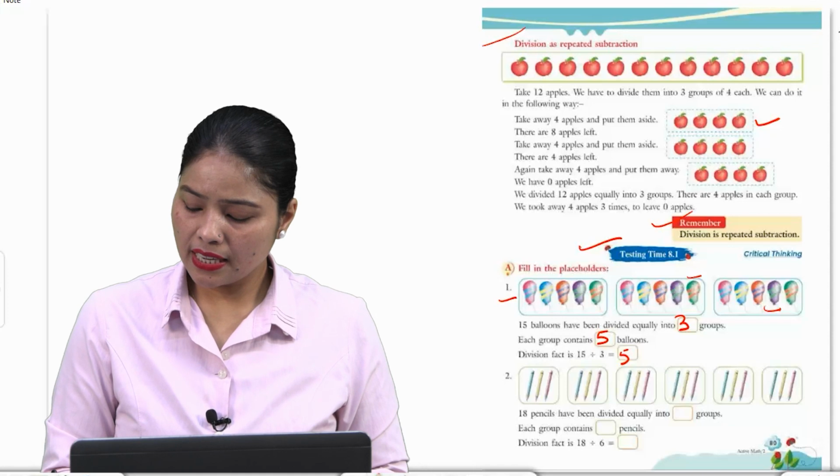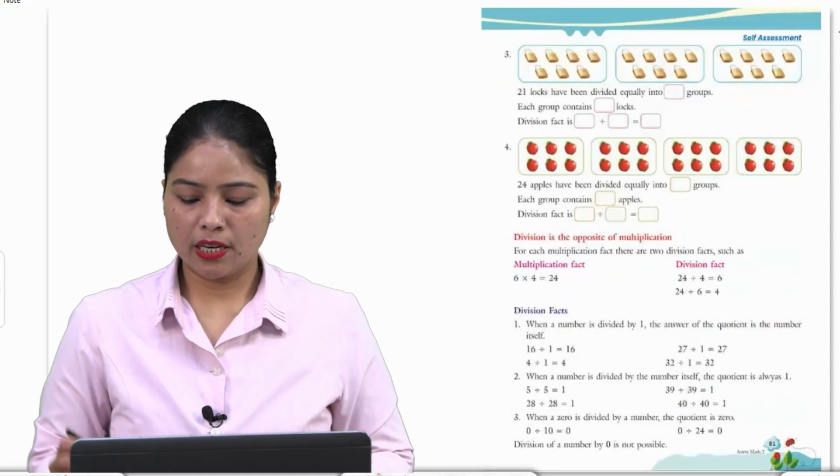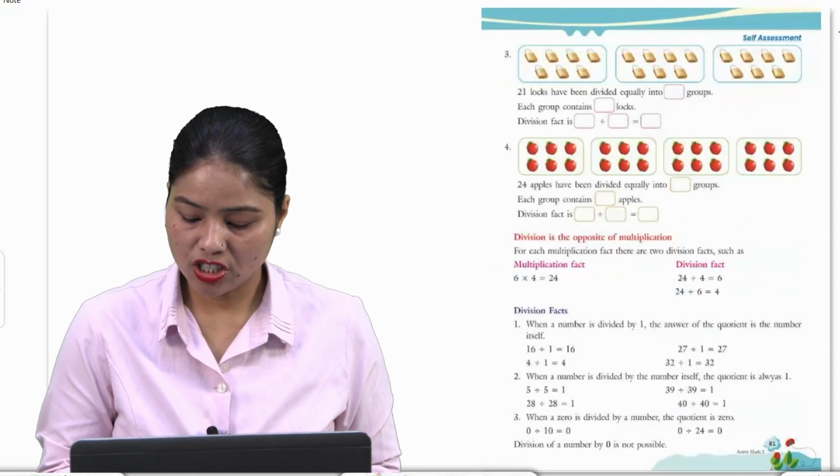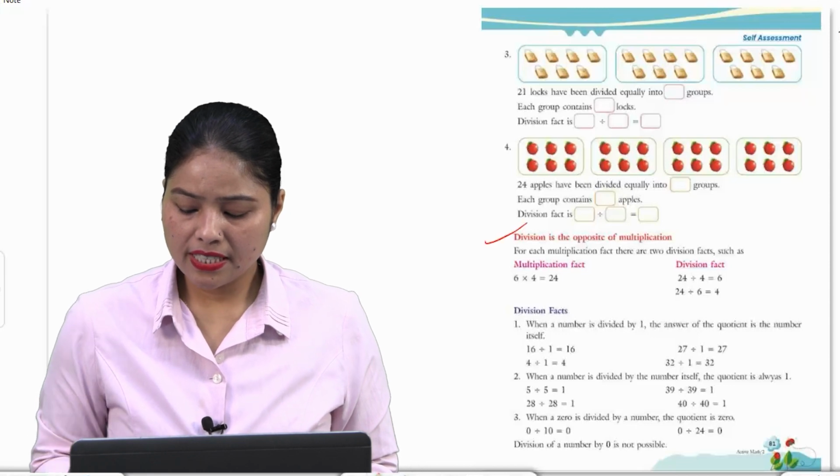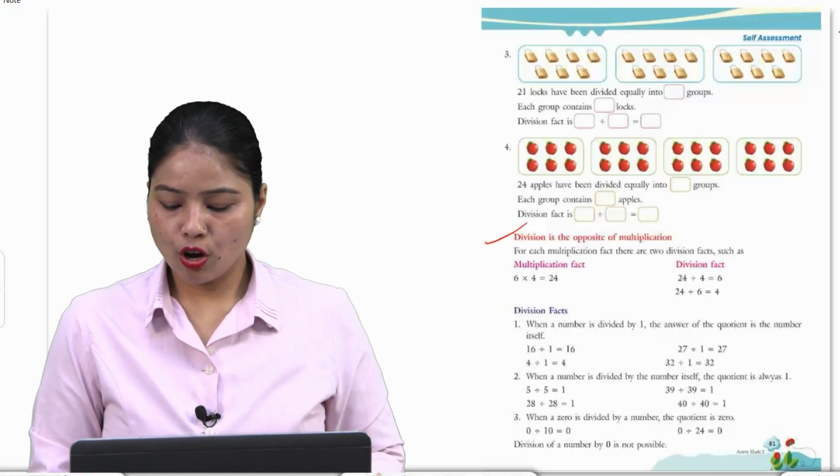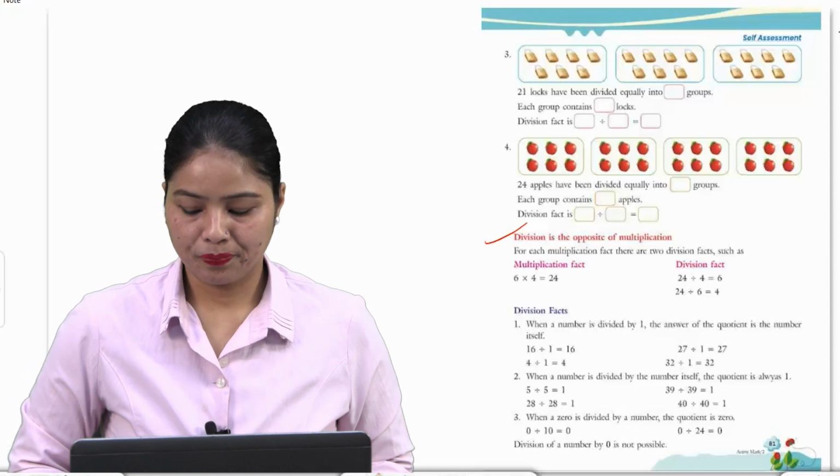Okay. These are the other examples. Just fill it on your own beta. Okay. So now move on to the next one, which is division is the opposite of multiplication.